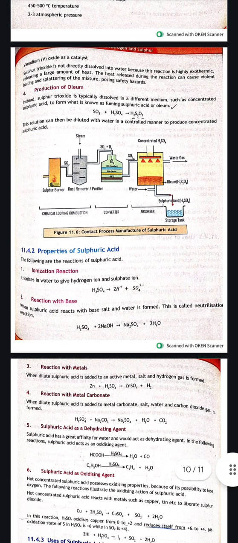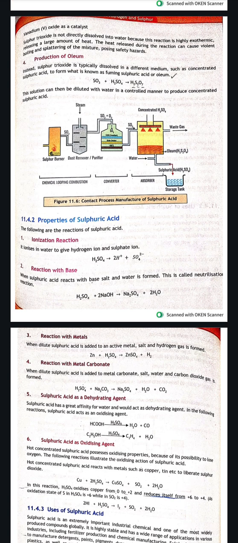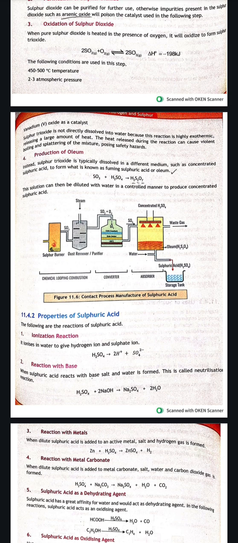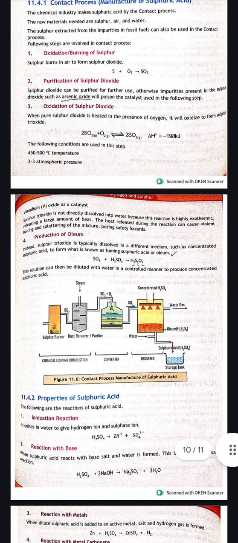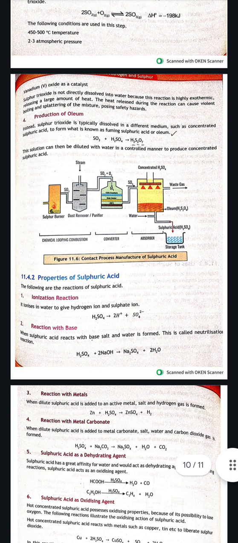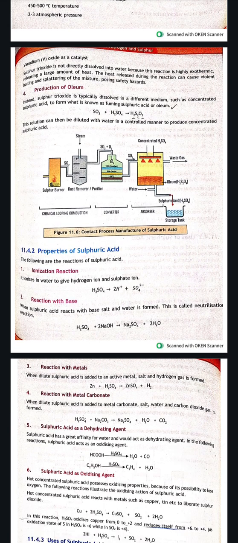SO3 is not directly dissolved into water because this reaction is highly exothermic, releasing a large amount of heat. The heat released during the reaction can cause violent boiling and splattering of the mixture, posing safety hazards. So first of all, the sulfur dioxide is made, and after that SO3 is made, and after that we have the last compound, that is oleum.